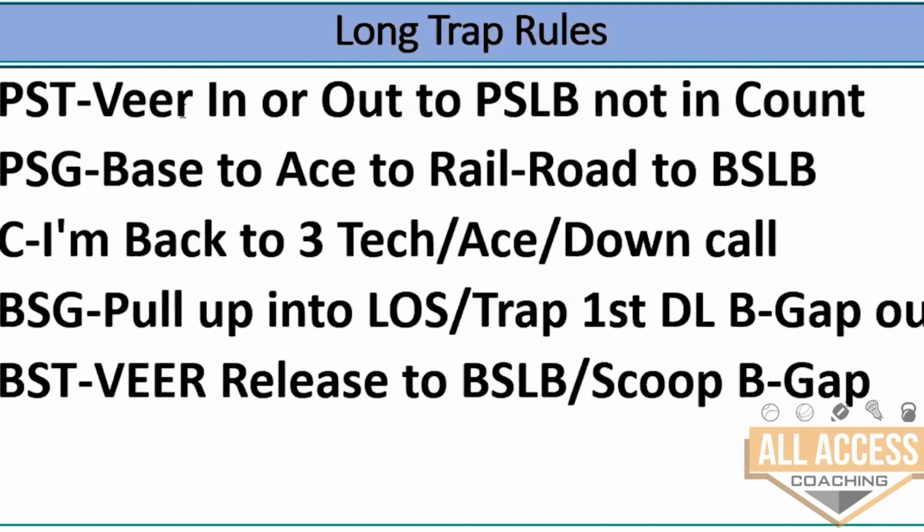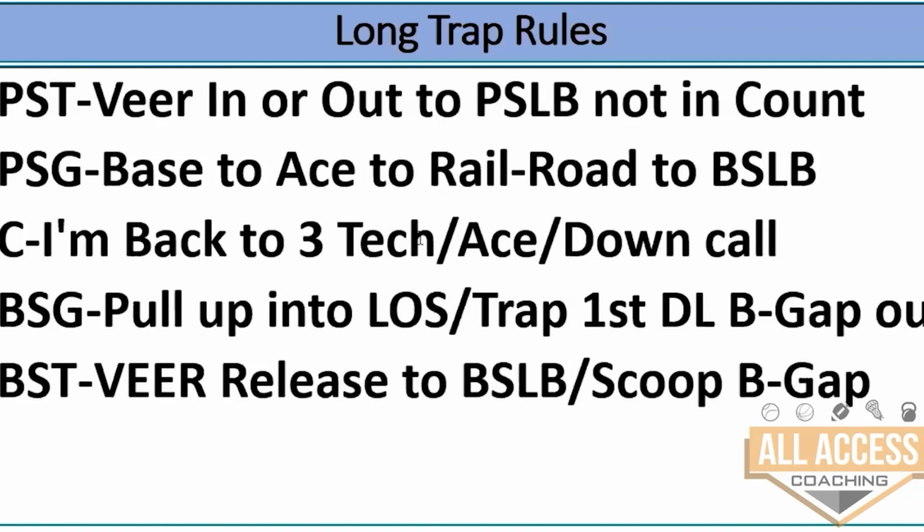So the play side guard veers in or veers out to the play side backer not in the count. Play side guard is based if he's covered. So if he's covered by a 2 technique or 3 technique, he'll base. If he's uncovered, he'll call ace and double team with the nose. The nose went weak, he railroad tracks to the backside backer. Center's on back all the way to a 3 technique, or gets an ace call from the play side guard.